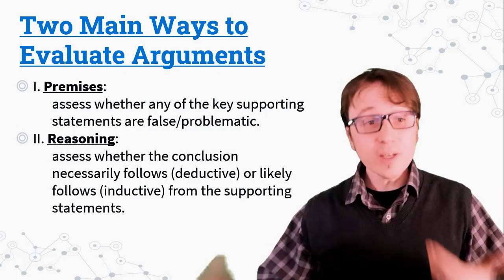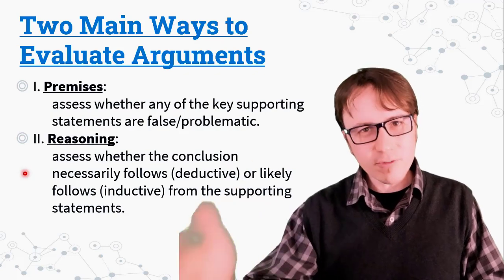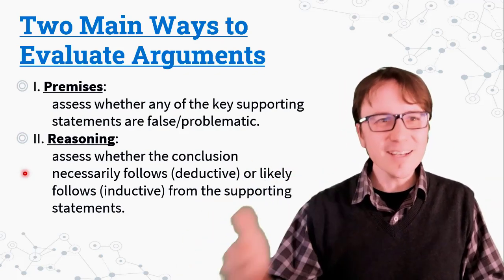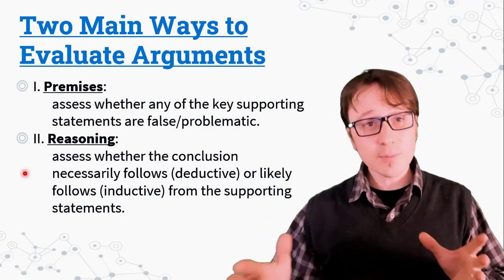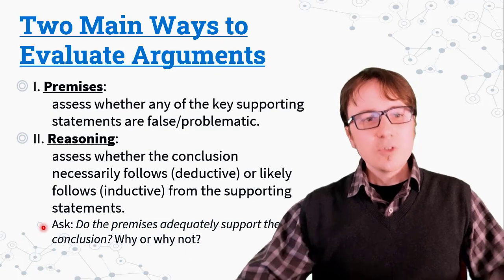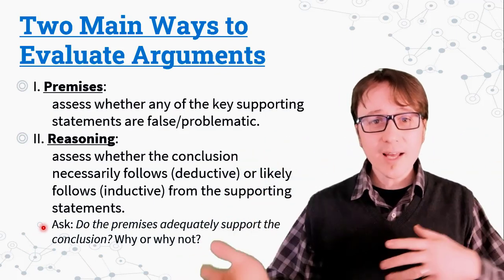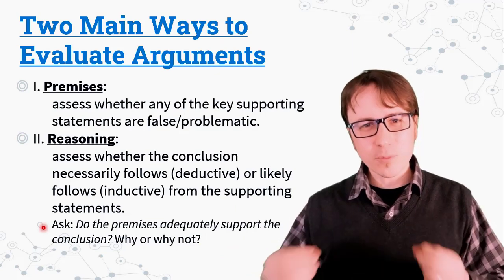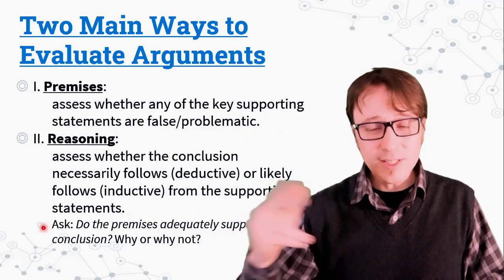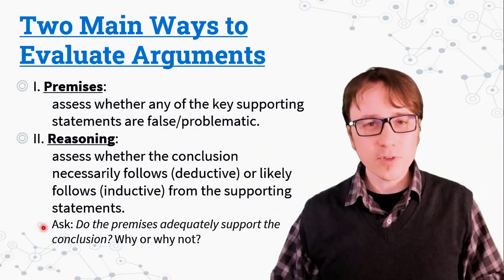We can also assess the reasoning. When we assess the reasoning, we assess whether the conclusion necessarily follows for deductive arguments, or likely follows for inductive arguments, from the supporting statements. Another way you can think of this is that we're asking, do the premises adequately support the conclusion? Why or why not? Now, what counts as adequate support might look a little different depending on what type of reasoning you're using, inductive or deductive, but nonetheless, we're still asking the same question. Do they adequately support the conclusion?